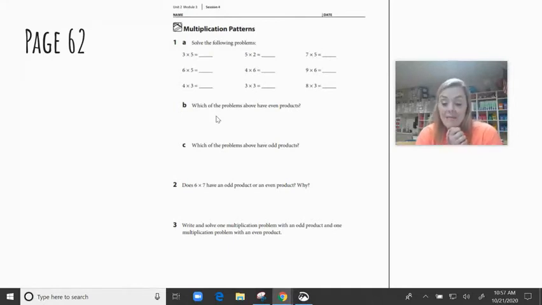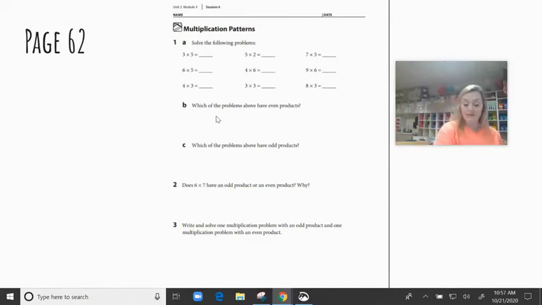So an even number can be divided into two equal groups. So even digits are 2, 4, 6, 8, and then 0 can also indicate an even number. So look at 6 times 5. 5, 10, 15, 20, 25, 30. We know that the number 30 is made up of a 3 and a 0. And if it ends in a 0, then it must be even. So which of the problems above have an even product? So on letter B, you would write 6 times 5 equals 30. That one is even.